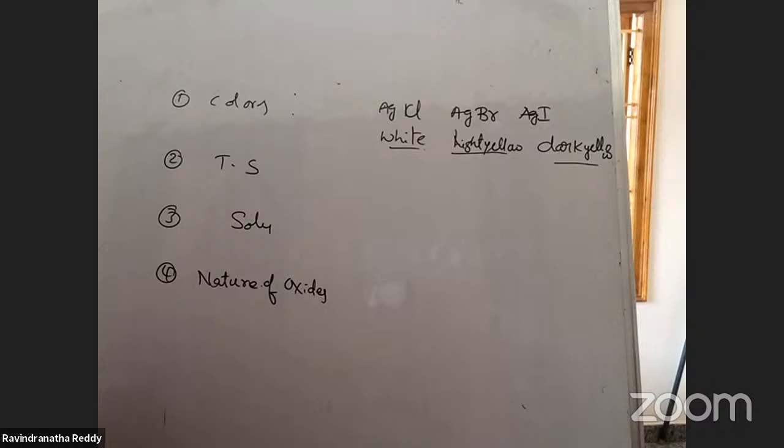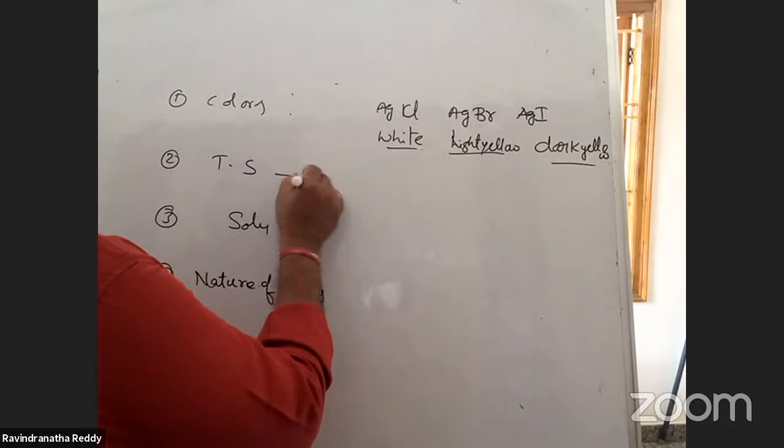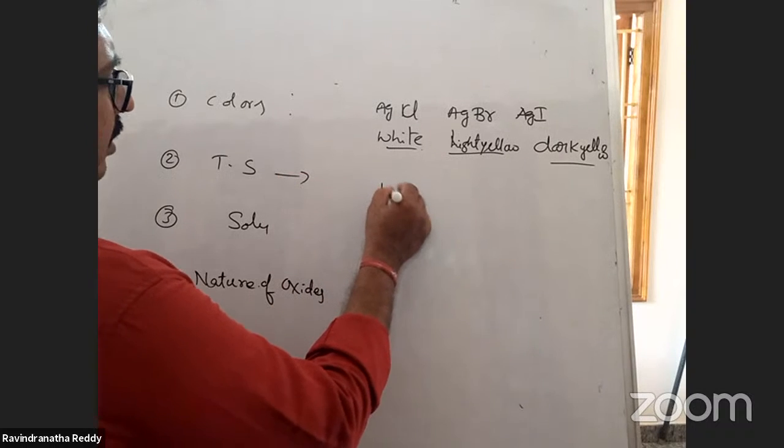Thermal stability, already explained. Regarding big size, when cation and anion are almost equal in size, thermal stability is more. With unequal sizes, thermal stability is less. So based on thermal stability, tell me.